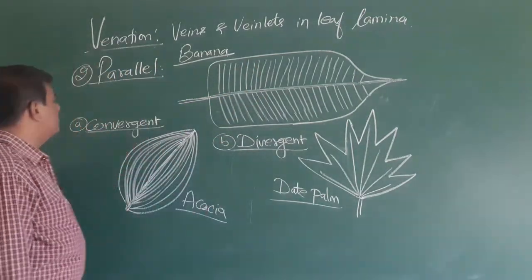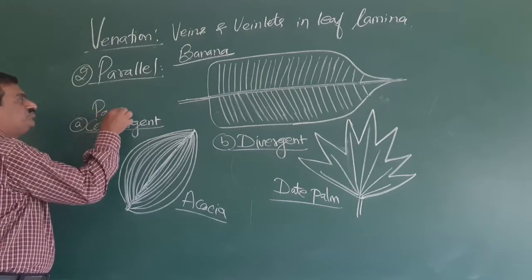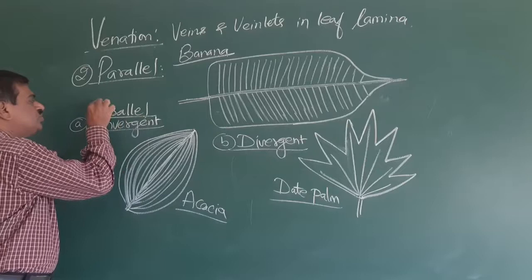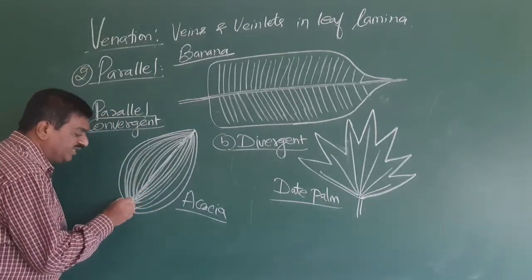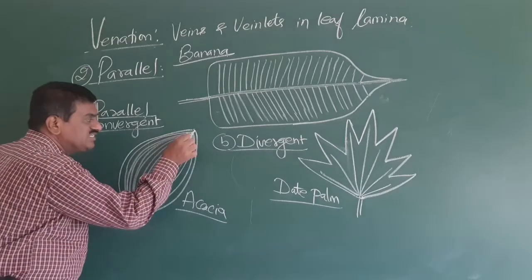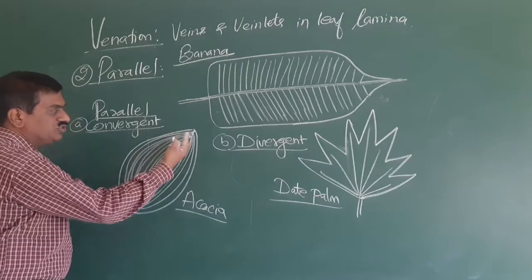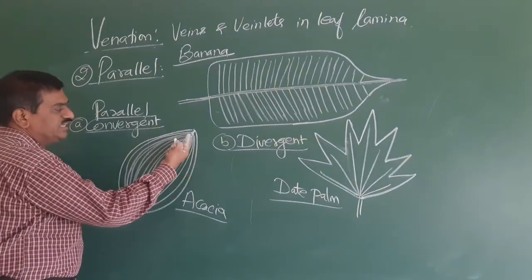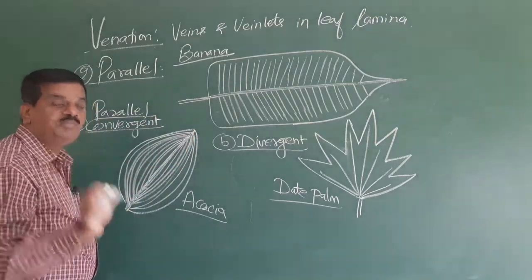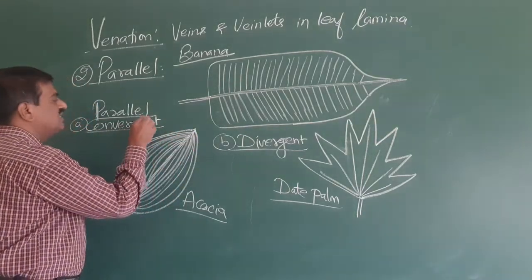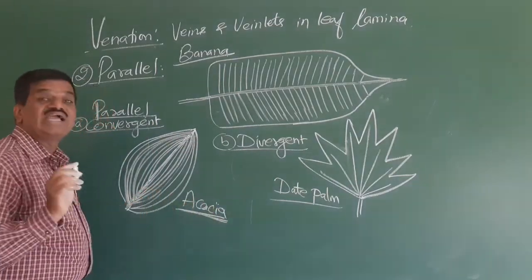In parallel venation there are two types. One is called parallel convergent. Here the veins start at one particular point and end at another point, and they are parallel to each other like this. The veins are converging, meeting at one particular point, hence they are called convergent. This can be noticed in the plant called acacia.